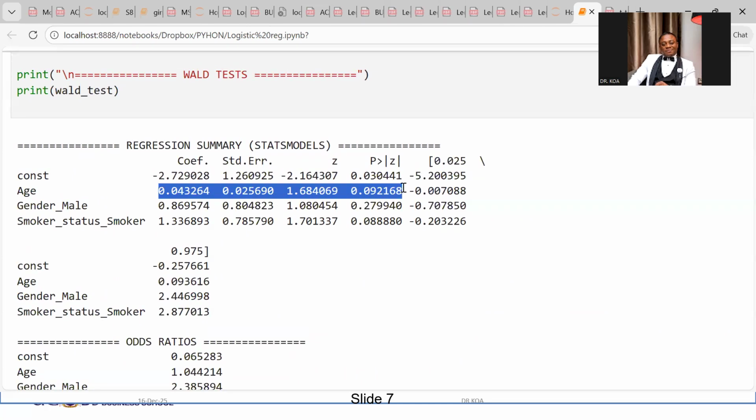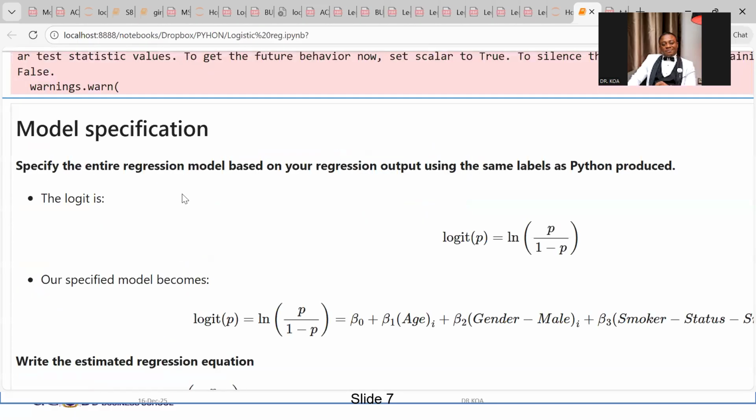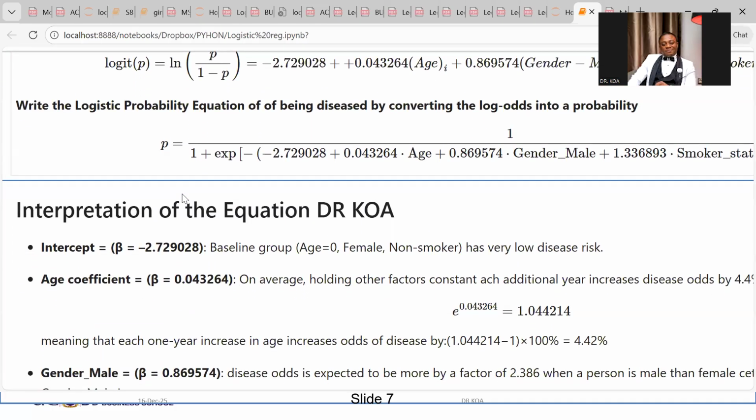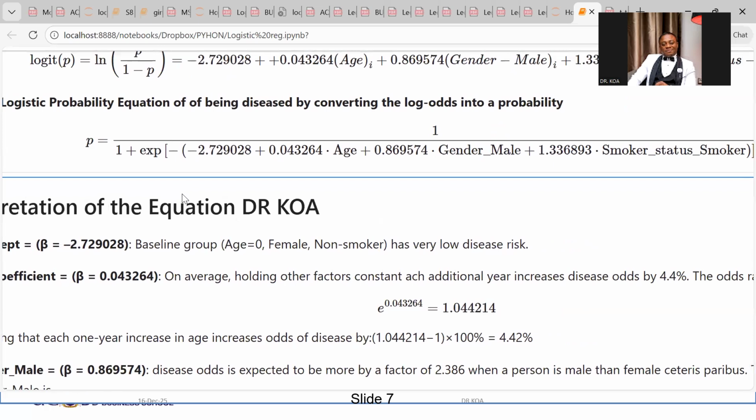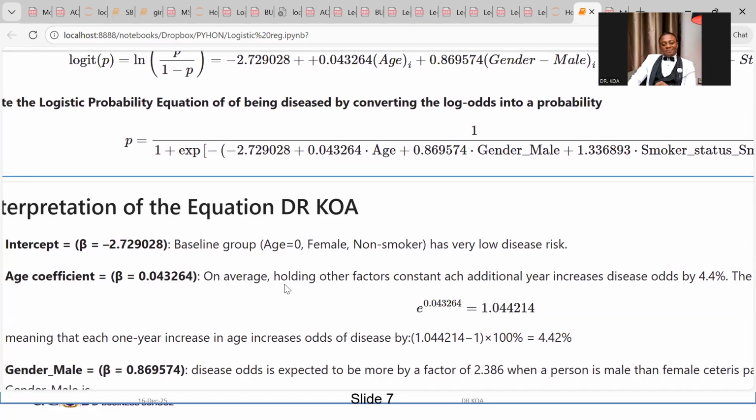And when you look at its p-value, it is 0.09. If you round it up, it's almost 10%. We'll come back to that. But what does a 0.04 coefficient mean? Well, if you want to understand that, you need to connect it to other things. So what it means is that on average, if you hold all other factors constant, now for you to be able to better interpret it, you need to take the odds, the log odds of this variable.